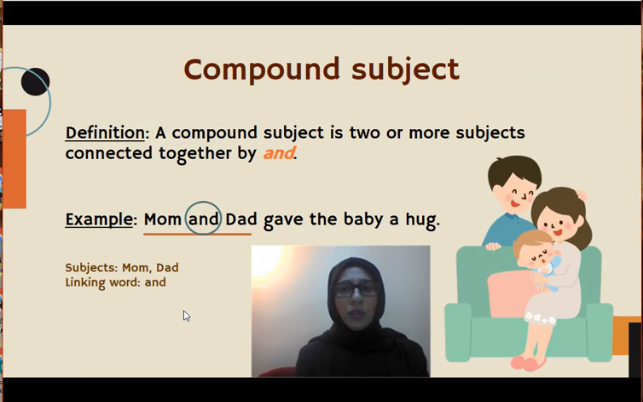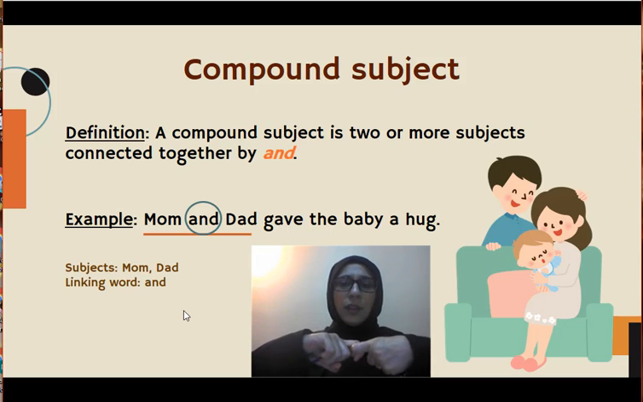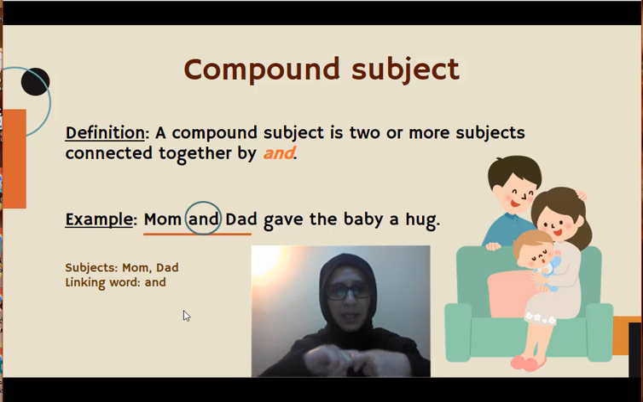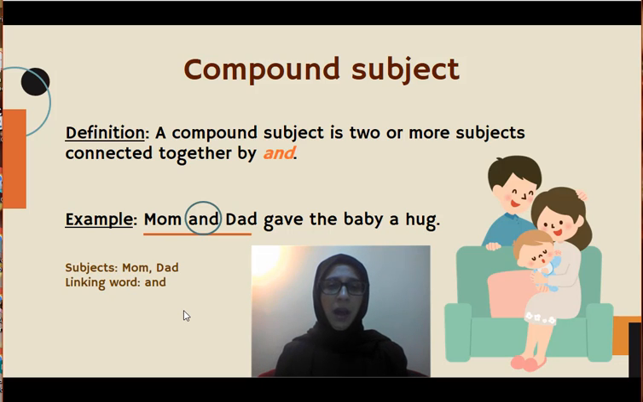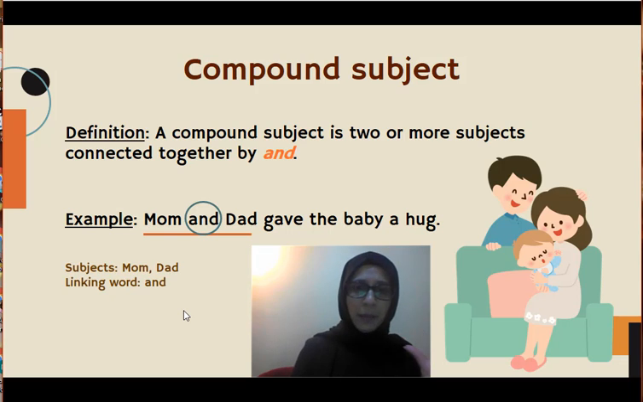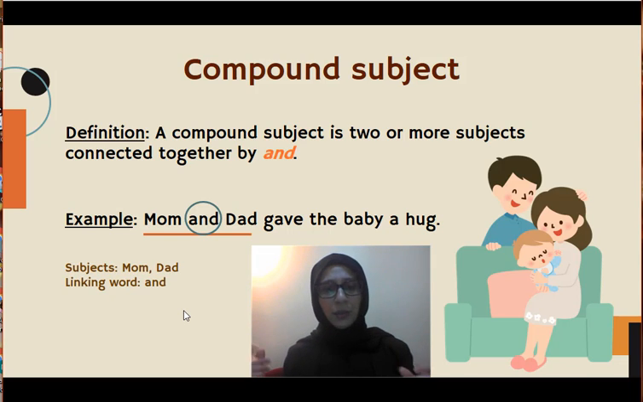Now we will move on to the compound subject. A compound subject is 2 or more subjects connected together by the word and. And is a linking word. For example, I have: mom and dad gave the baby a hug. I have 2 characters or 2 subjects. I have mom and I have dad. So these are 2. It means here I have a compound subject.